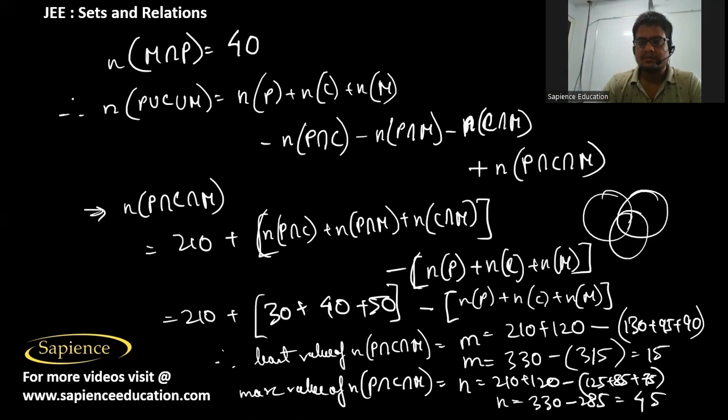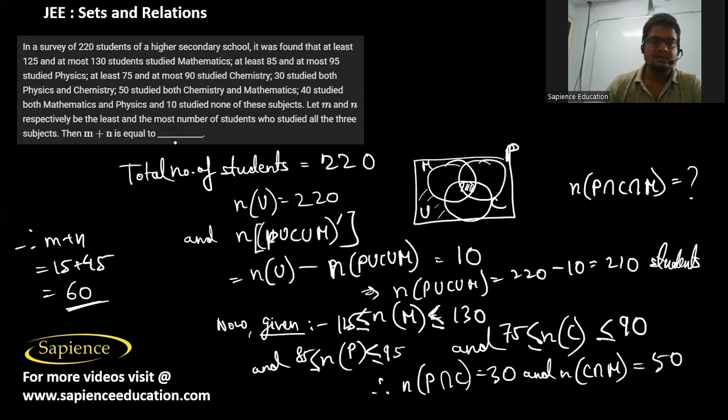45, this is 45, and this will be 5. 130 plus 185, that is equal to 5, 315. This will be 15. Okay, so 15 plus 45, that will be equal to 60. So 60 is the answer.